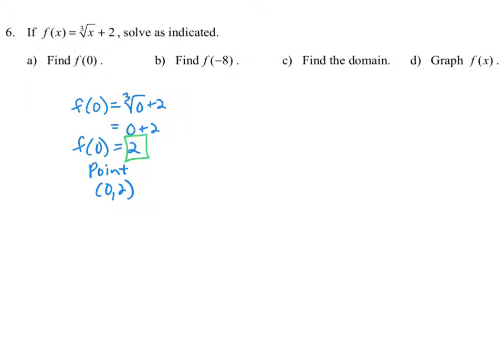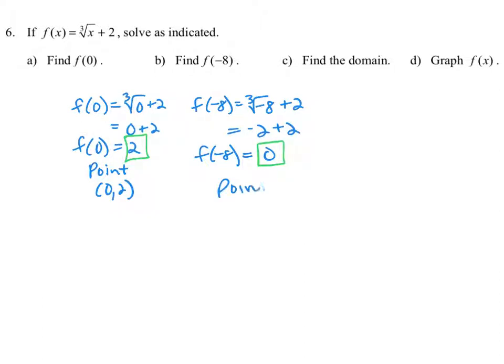Let's find f of negative 8. We're replacing the x in the function with negative 8 to get the cubed root of negative 8 plus 2. The cubed root of negative 8 is negative 2. So when we plug in negative 8, this simplifies to 0. And that corresponds to a point, negative 8, comma, 0. The domain is all real numbers.